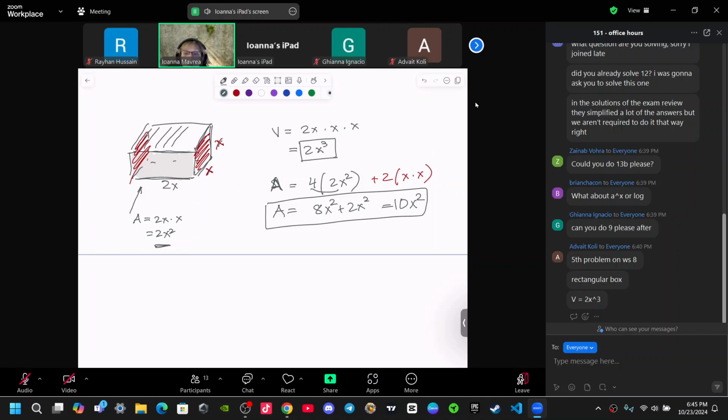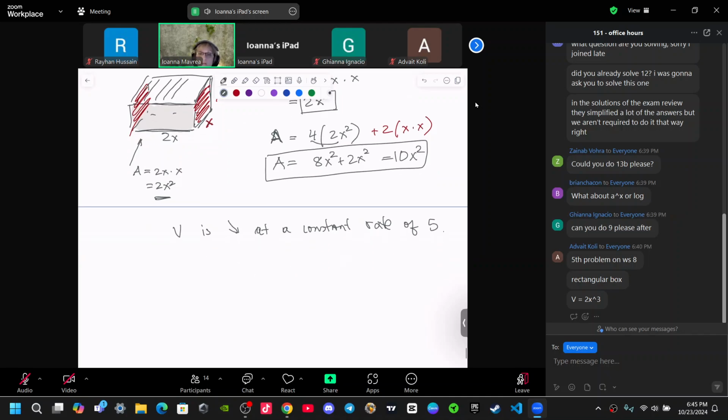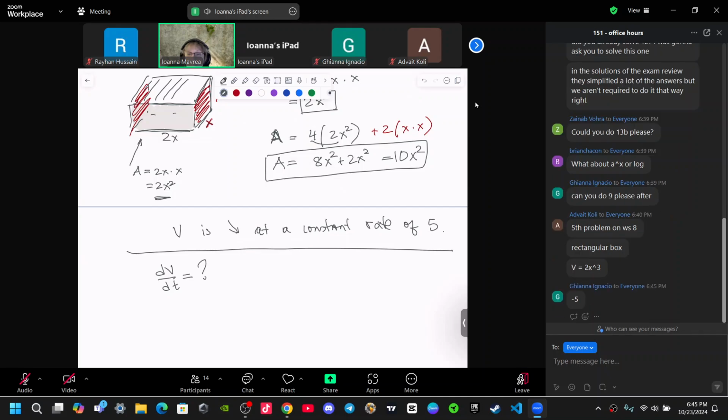So you read blah, blah, blah, blah. It says the volume is decreasing at a constant rate. So it's always the same. The derivative is the same, it's telling you every time. So constant rate of 5. So the first question is, what's dV/dt? What's the answer to that? -5. Number 1, you better get the 5 correct.